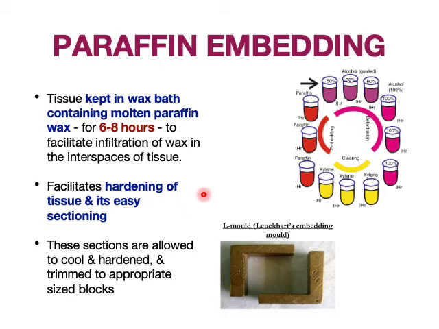So it will become hardened and gives the tissue some proper shape so that it will be easy for sectioning. After removing from the paraffin wax, these sections are allowed to cool and harden, and then we will trim those into appropriate sized blocks. To introduce into the microtome, which has a tissue block holder, we have to trim the edges of this paraffin block to fit into that holder.